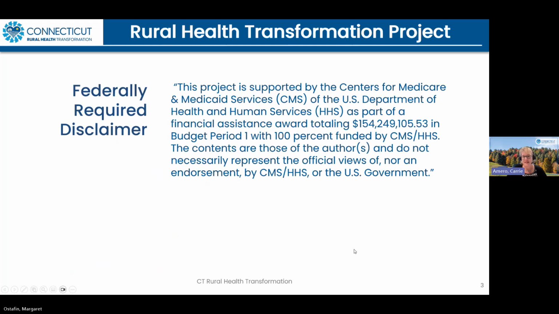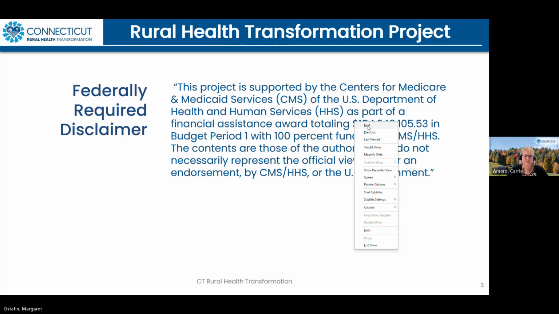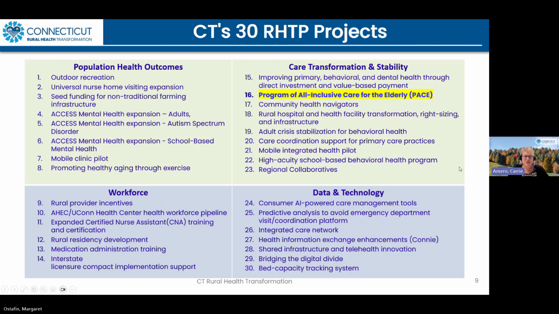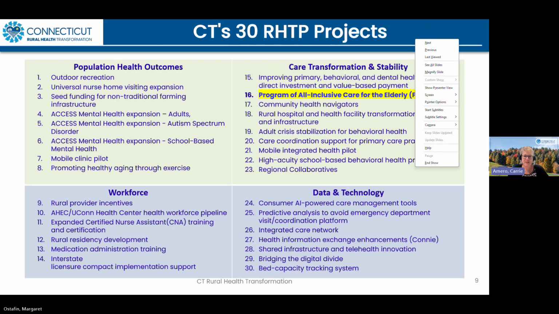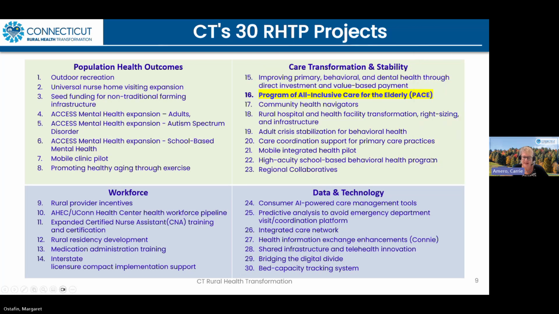So we just need to mention up front that the Rural Health Transformation Project is funded by the Centers for Medicare and Medicaid Services. Next slide. So we wanted to show you how PACE fits in with the Rural Health Transformation Project, which we use RHTP as the acronym. The RHTP is a $50 billion initiative nationally. It's funding all 50 states to invest in rural health care projects around the country. Connecticut was awarded $154 million for this first year, and then it'll go on for 4 more years after that, and we're not sure about the funding levels, but hopefully it'll be within that range.